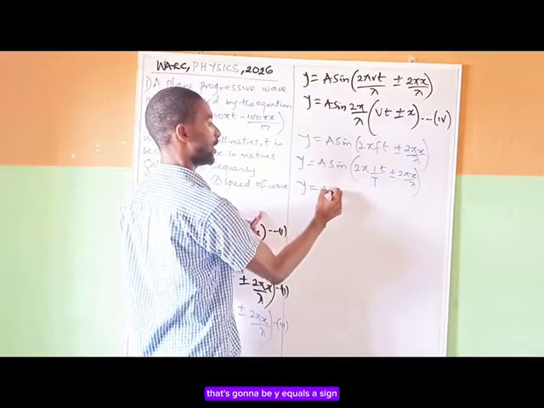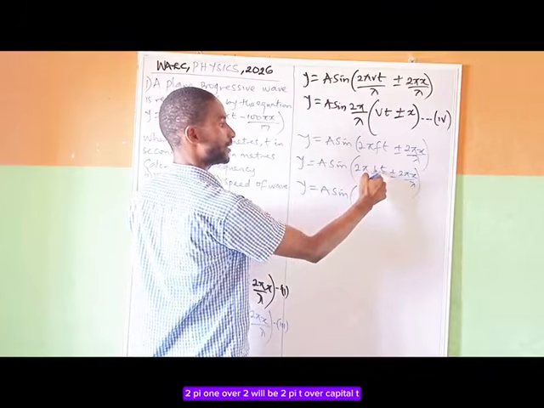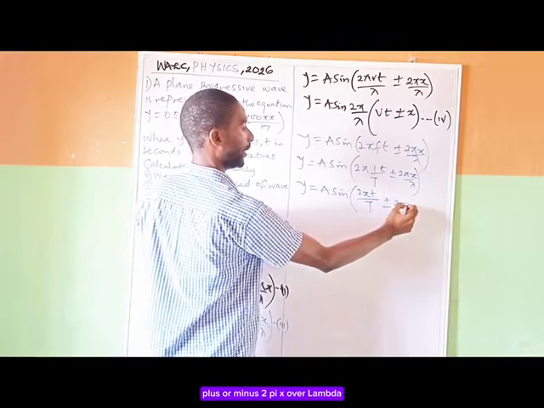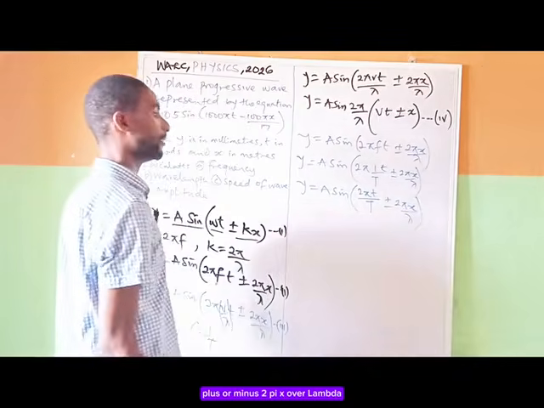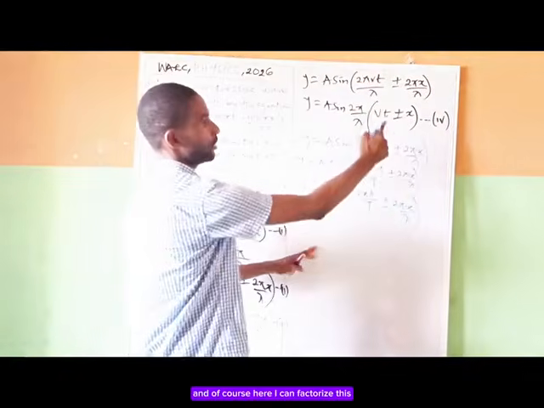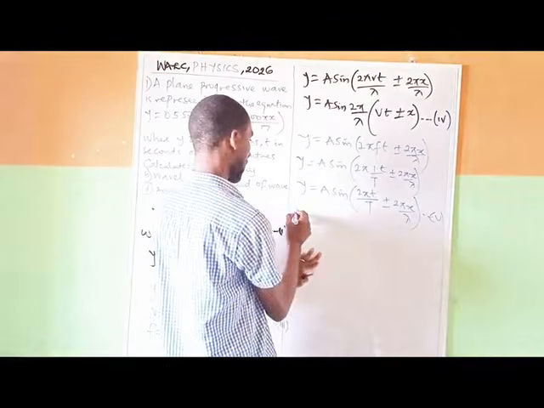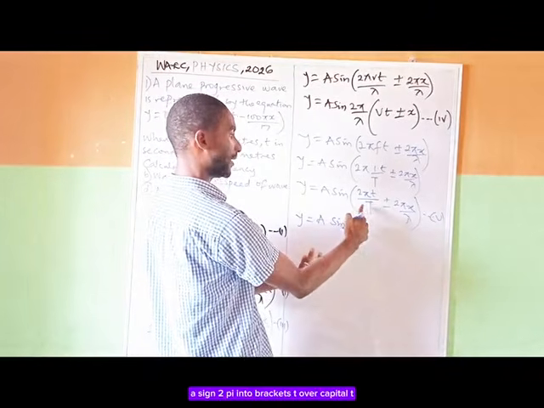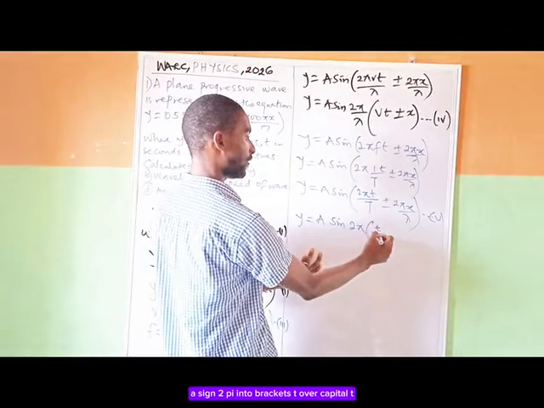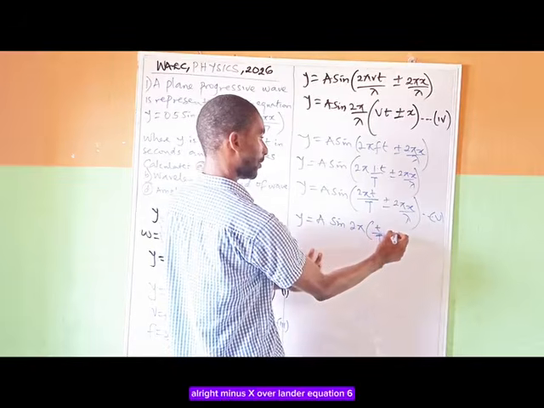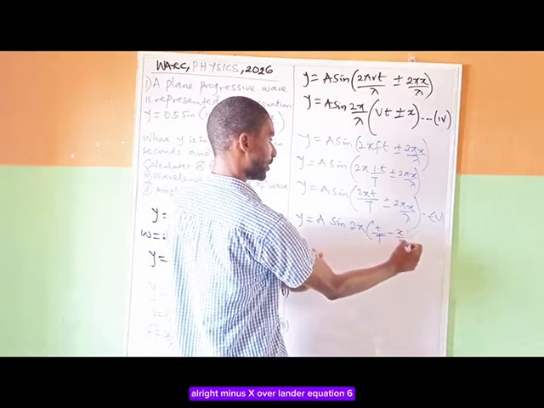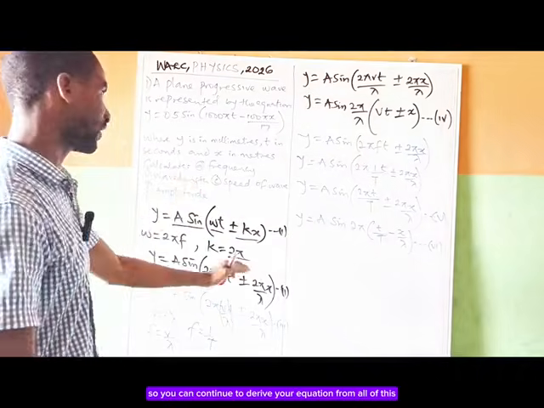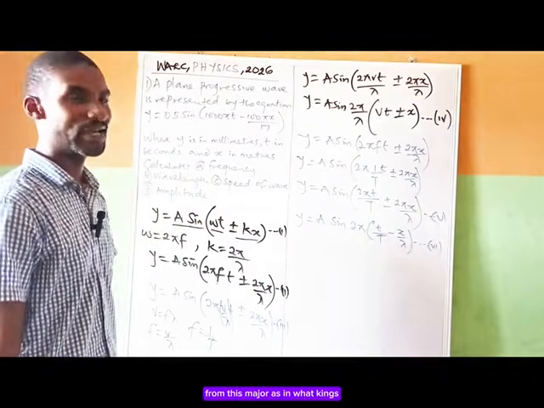That's going to be y equals a sine 2 pi t over capital T plus or minus 2 pi x over lambda. And of course here I can factorize this. So this gives me equation 5. And then I can go ahead to factorize and give me equation 6: a sine 2 pi into brackets t over capital T, minus x over lambda, equation 6. So you can continue to derive your equations from all of these. I hope that is clear.